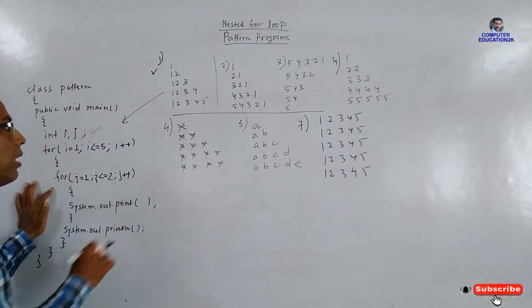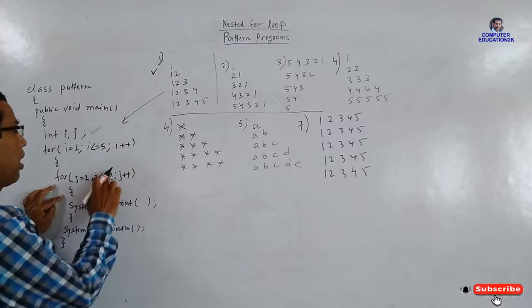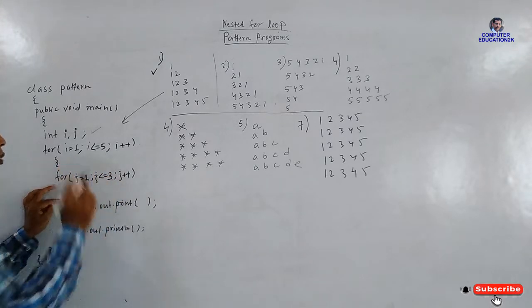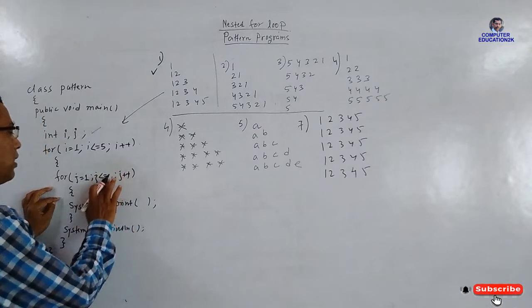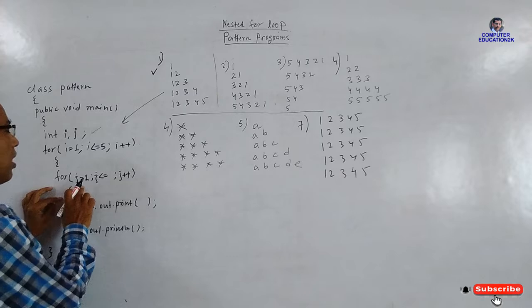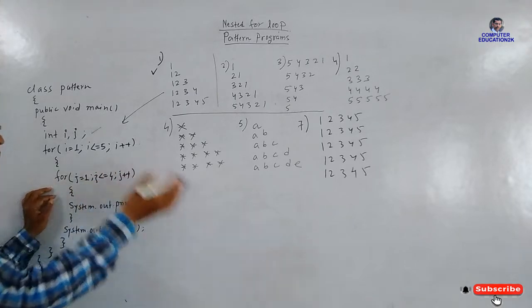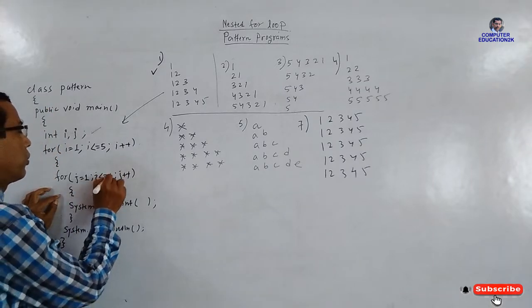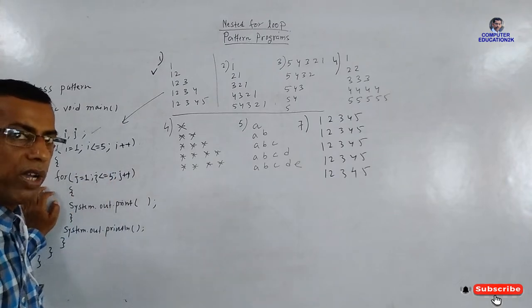Then the third time you have to print 1, 2, 3, so you write for j equals 1; j less than or equal to 3; j plus plus. This will print 1, 2, 3. The fourth time, j equals 1; j less than or equal to 4; j plus plus. And the fifth time it will be j equals 1; j less than or equal to 5; j plus plus. This will print 1, 2, 3, 4, 5.